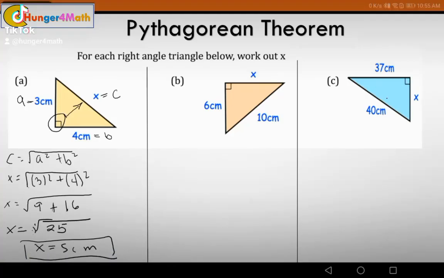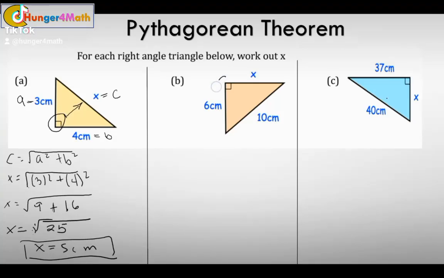Letter B, again, first identify where your hypotenuse is, and that's once again the opposite of your right angle. So 10 centimeters will be our letter C. And then the 6 centimeters, we can name it either A or B. So for now, let's name it B, and x, let's name it A.